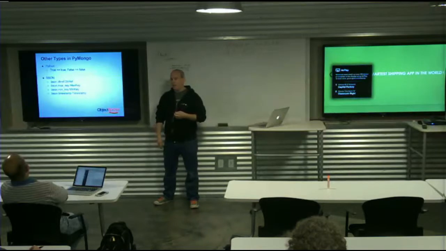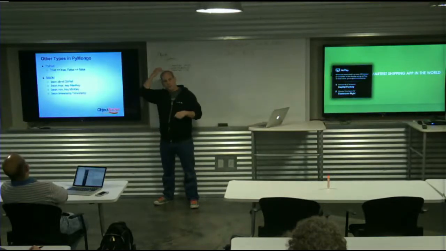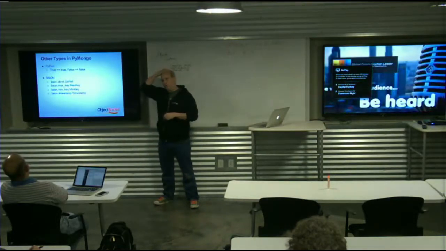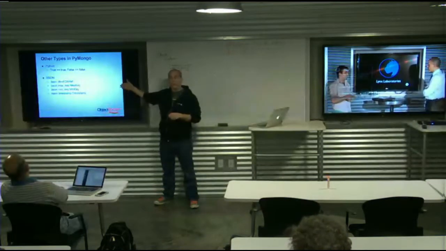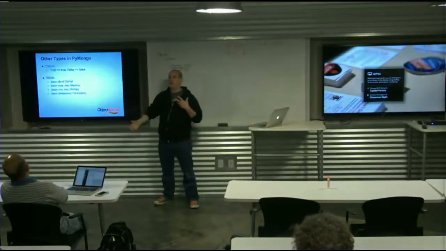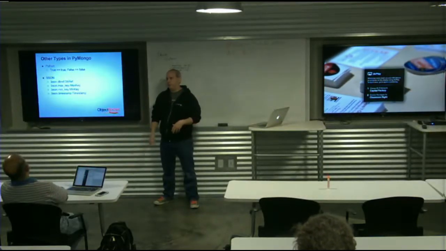DBRefs, the max and min key. These are important because if you do simple comparisons with results that you get in queries in Python, you may not get the results that you expect if you don't understand that what PyMongo is returning to you are these custom object types and not a string or an integer or something like that.